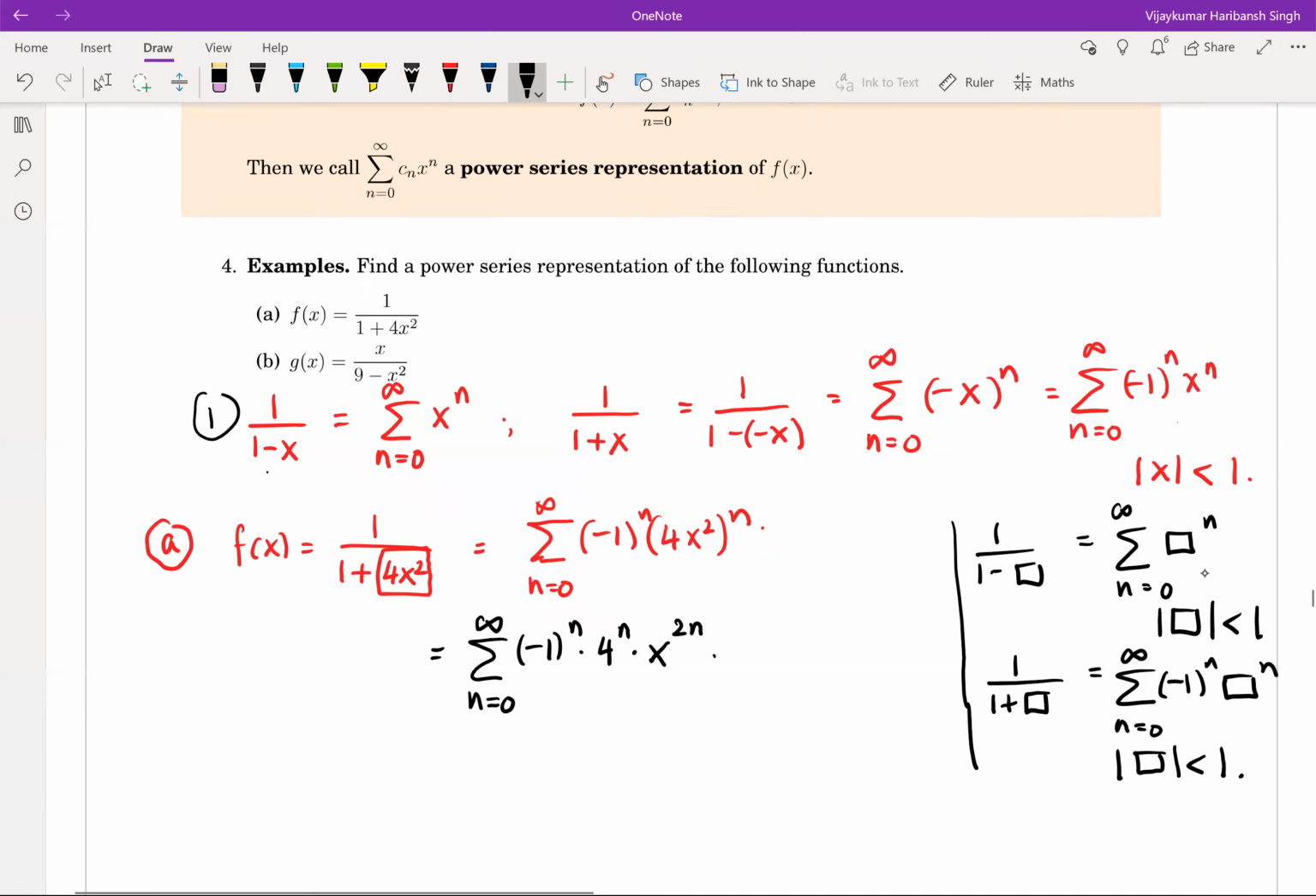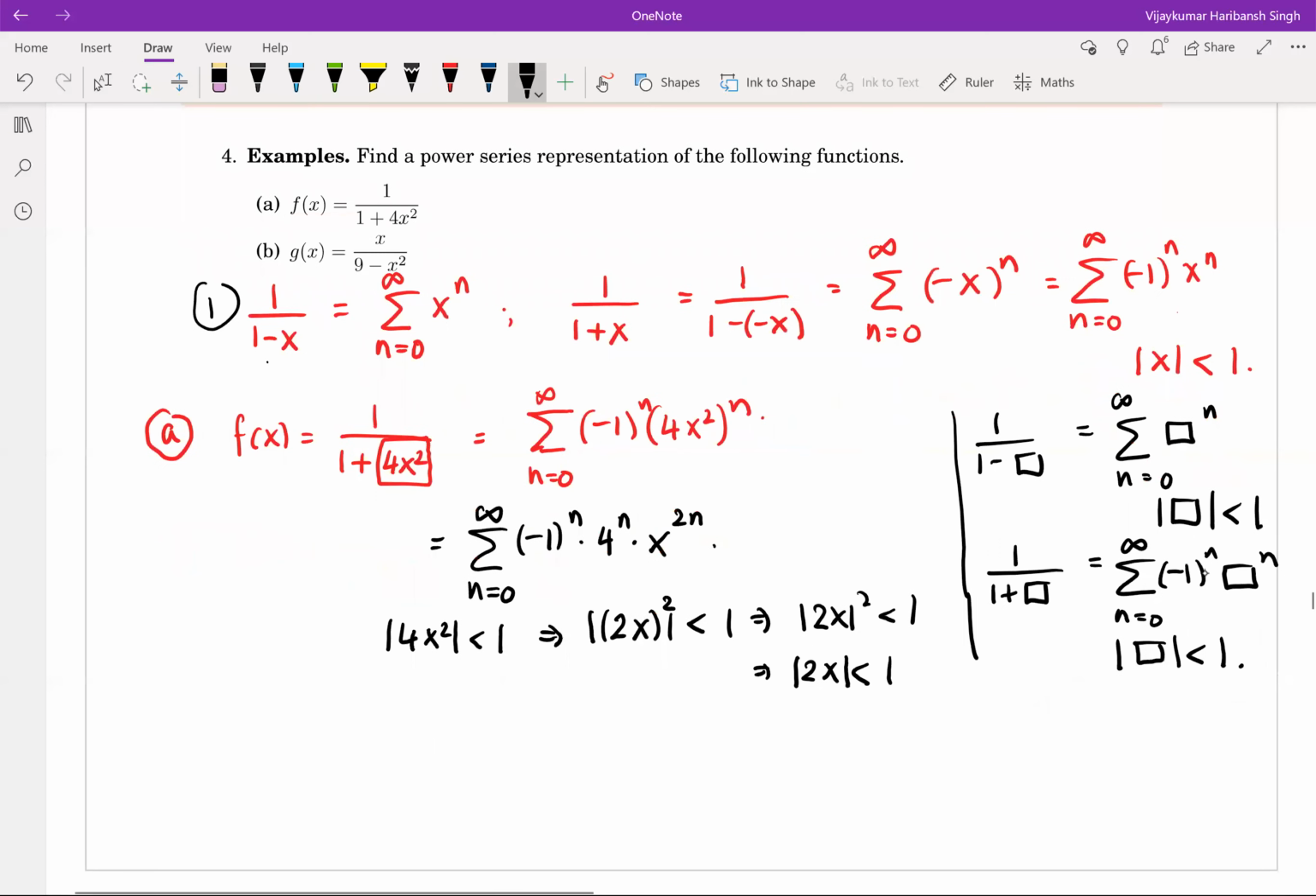But this is not enough. You have to also specify the interval of convergence. So for that, we already have that the absolute value of 4x^2 has to be less than 1, because whatever is inside the box has to be less than 1. This implies the absolute value of (2x)^2 is less than 1. This would imply that (2x)^2 is less than 1. This implies the absolute value of 2x is less than 1.